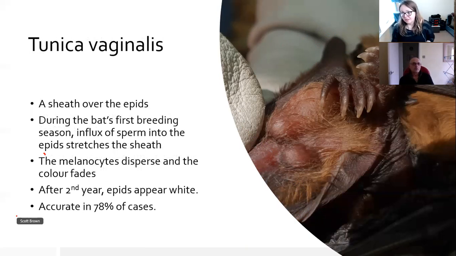Okay, so the reason that the epids change color is because of the breakdown of the tunica vaginalis. This is basically a sheath over the epids. During the bat's very first breeding season, when that sperm flushes into the epids, it stretches this tunica vaginalis, and it causes the pigmentation in it to break down. So after their second breeding season, the epids will look completely white. Most of the time this is accurate, but it's not accurate for some species. I'll go into a bit more detail in a second.